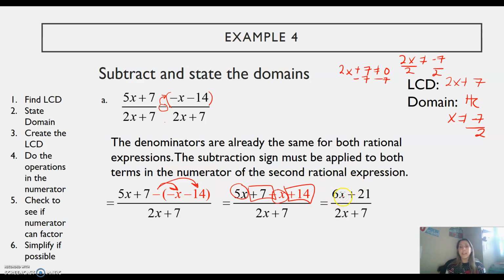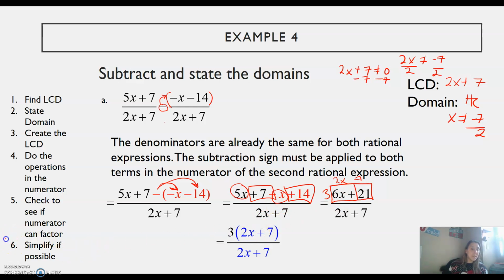Well, look at that. I've done all my operations. Now I just need to see, it says, can I factor? Well, let's find out. Oh, look, I can. I can do a GCF. So it looks like I can pull out a 3, and I need to get a 2x and 7. So then I end up with 3 times 2x plus 7. So when I factor, I need to make sure I keep everything. Now it says simplify if possible.